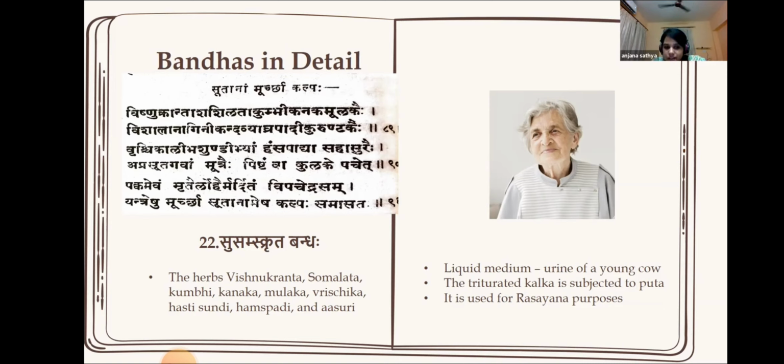The drugs are mentioned as Vishnukranta, Somalata, Kumbi, Kanaga, Mulaga, Vrishtiga, Hasti Shundi, Hamsapadi, Asuri, like Sarshaba and all. Here these are the Kalka Dravyas, and these Kalka Dravyas are triturated with Parada using the liquid medium, urine of a young cow. So Gomutra is taken and triturated with this Kalka, and the Parada is also added, and trituration is continued till we get the Bandha. That is Susamskrita Bandha. It is used for Rasayana.